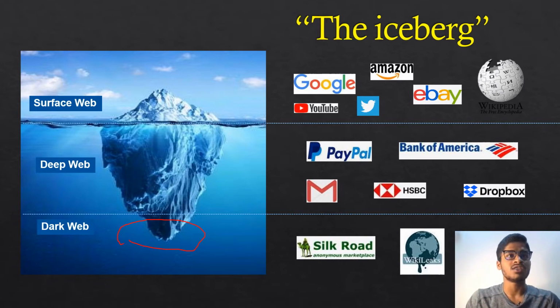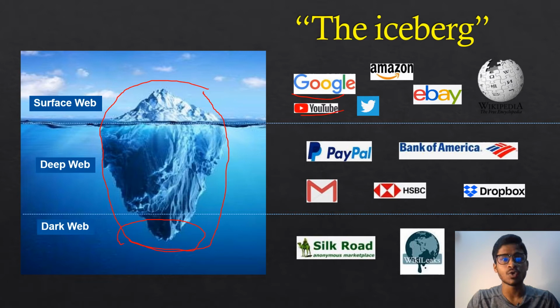So this can be visualized in a way that it's similar to the internet. Our internet is this whole iceberg. In this iceberg, what we are seeing, Google, YouTube, eBay, Amazon, Twitter, and all, what everyone can access is called the surface web. You are looking at the surface web here. Surface web means what everyone can access, everyone has access to it.